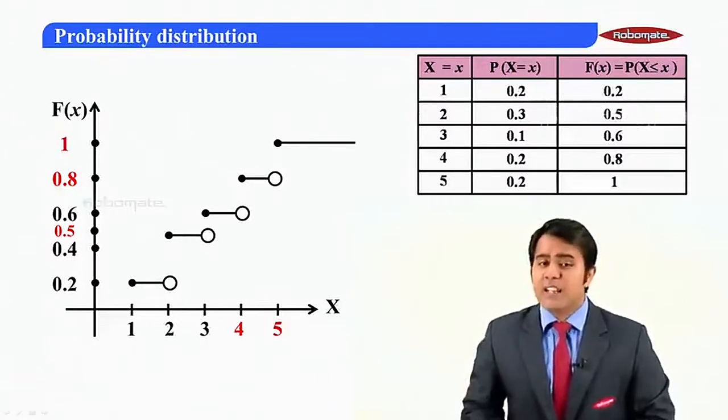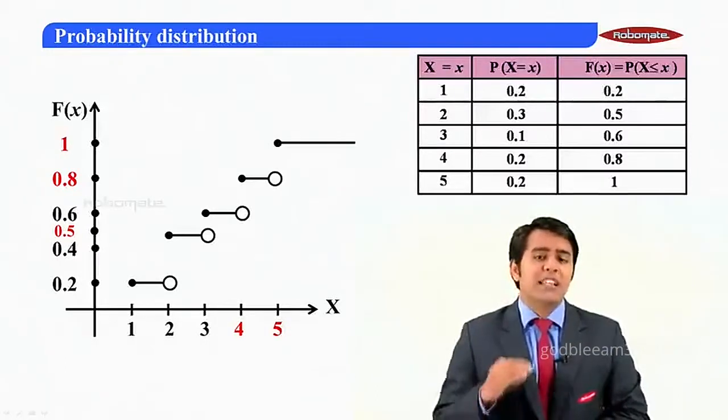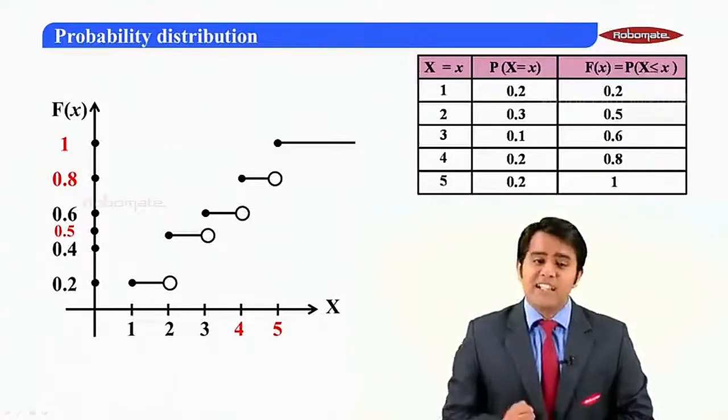So this is the graph for the cumulative distribution function, and if you observe this, it looks like a step. Hence, the graph of a cumulative distribution function is always a step function.